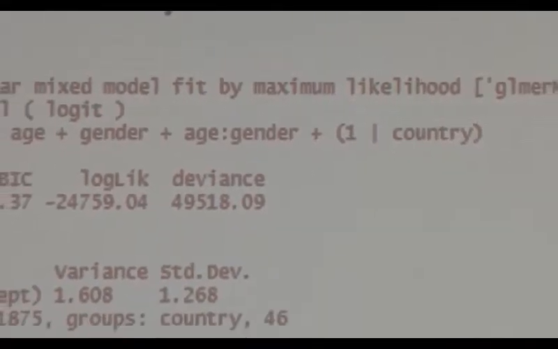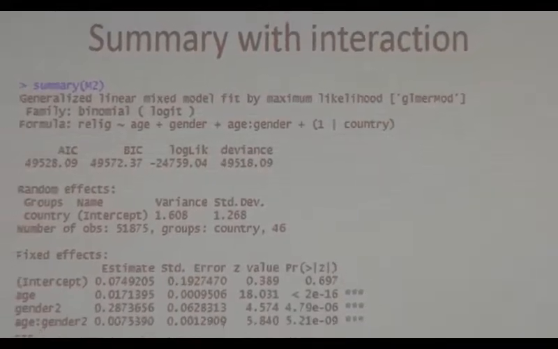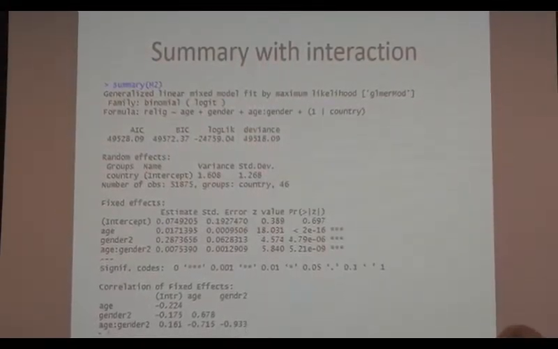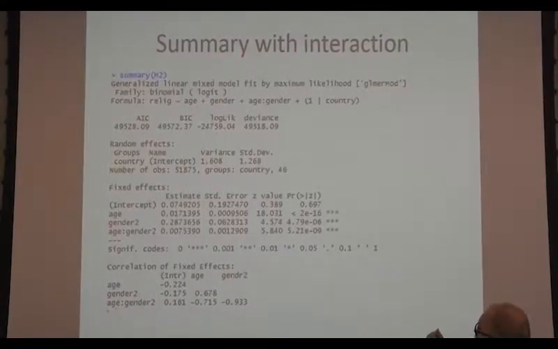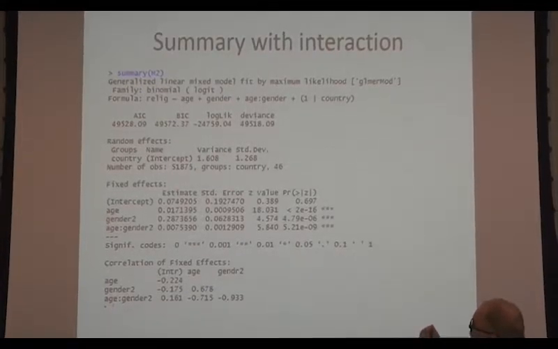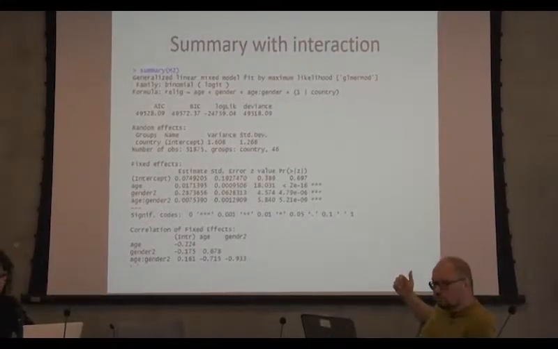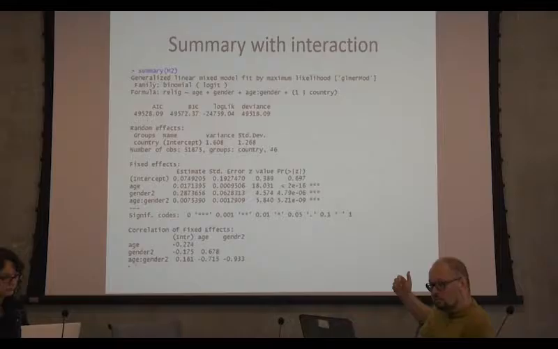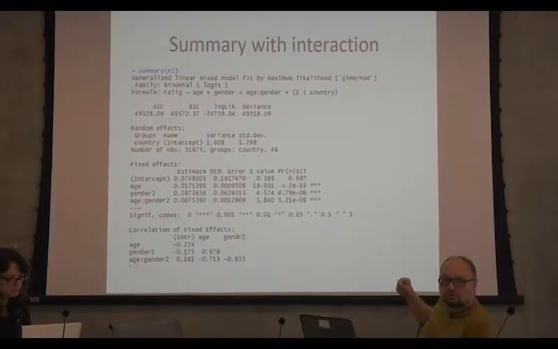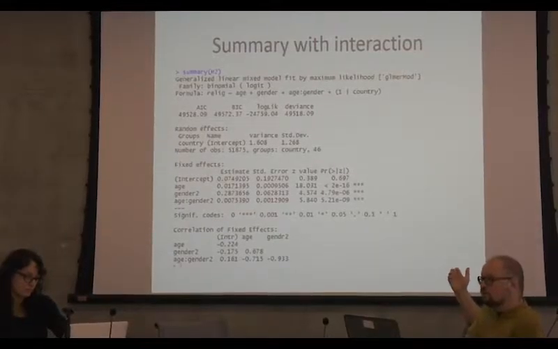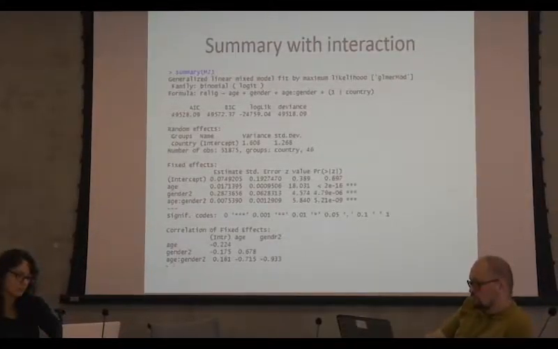Right. So the random effects are, well, the intercepts. It gives you the variance of intercepts. And it does not give you, in the summary, the variance of epsilons, the individual residual variance, because it doesn't make sense in the context of logistic regression.